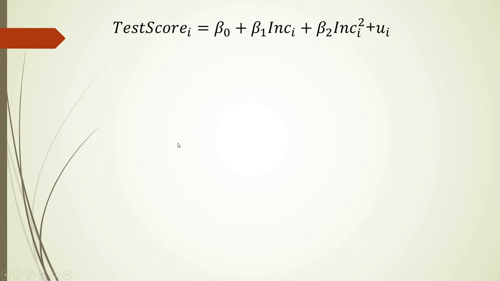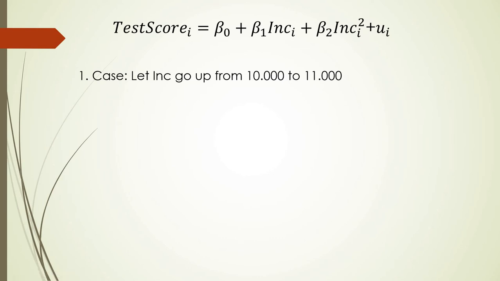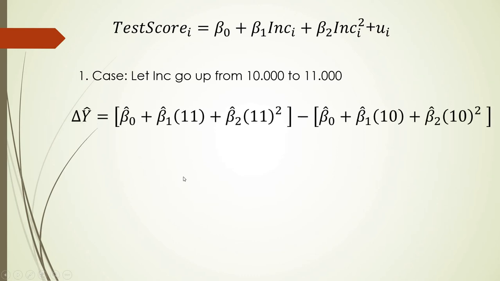How do we do that? So this is our model. First, we will choose one interval on our horizontal axis, for example, income from 10,000 to 11,000. And then we will calculate the change in test scores for the districts who have average income from 10,000 to 11,000 dollars per family member. This is how it goes.